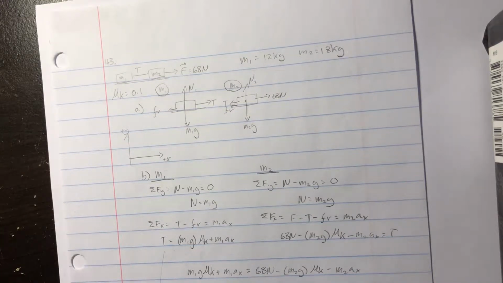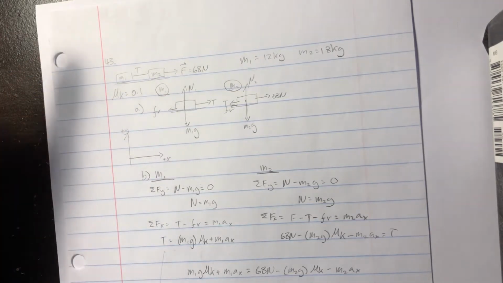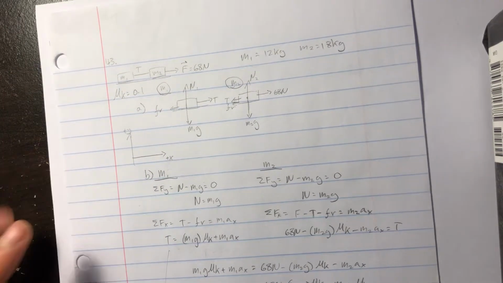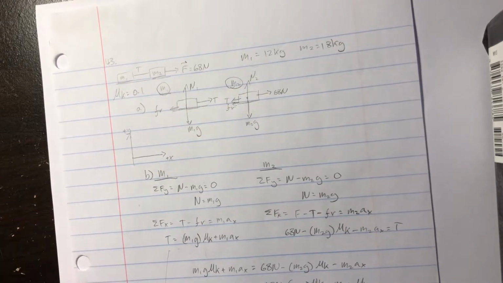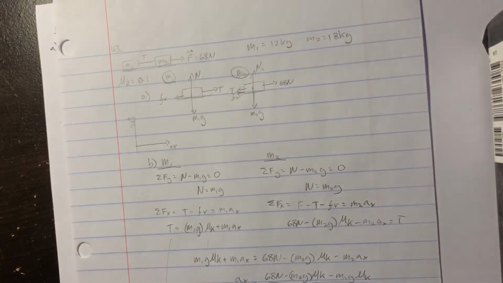Hi guys, so I did question 43 for chapter 5. I started by drawing the diagram that came with the question. So you had M1 and M2 connected with a string, tension T, pulled to the right with an applied force of 68 newtons. M1 is 12 kilograms, M2 is 18 kilograms, and there's friction, and the mu constant, which they give to you, is 0.1.